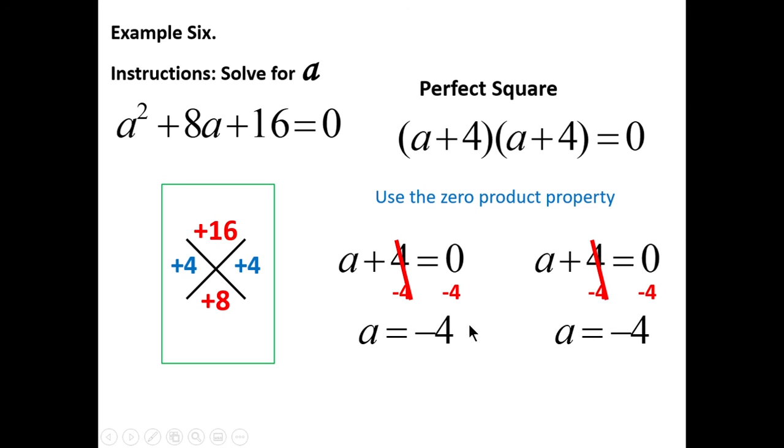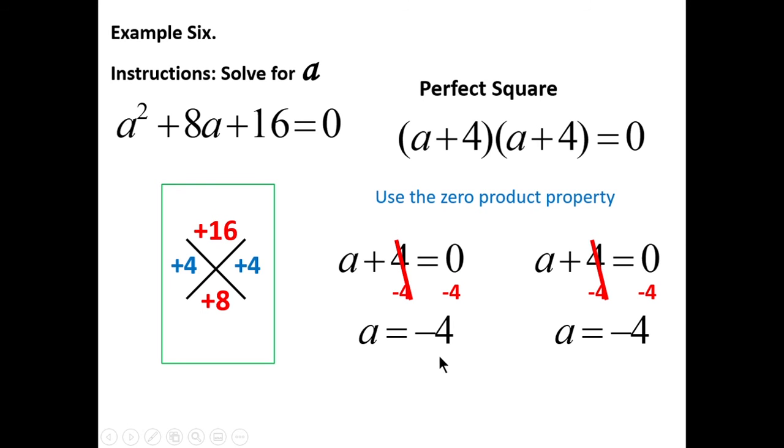Okay, so now we're going to do the other one. Well, it's exactly like this one, because A plus 4 is equal to 0. Move the 4 to the other side, and you have A is minus 4. Well, because the two factors are exactly the same, it's not surprising that the answer of what would make each one of them 0 is also exactly the same. If A is minus 4, plus 4 would be 0. And over here also, minus 4 plus 4 is 0.